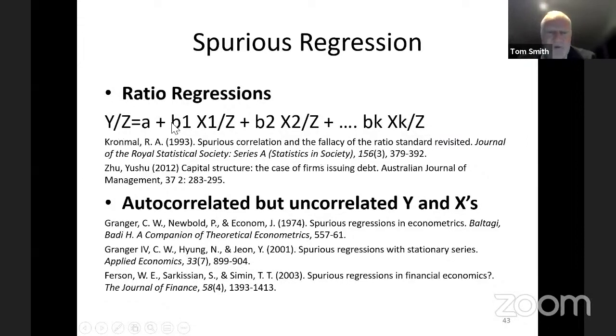So it seems obvious, right? But if you've got 1 on z on both sides, of course you're going to get a spurious relationship. And there's 2 good papers that look at that. The other thing is you have y's that are very persistent and x's that are very persistent. So the y is a function of the previous value. Yt is a function of previous values of y, and xt is a function of previous values of x.